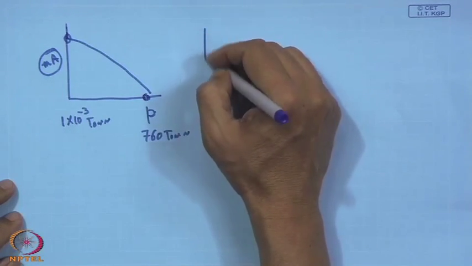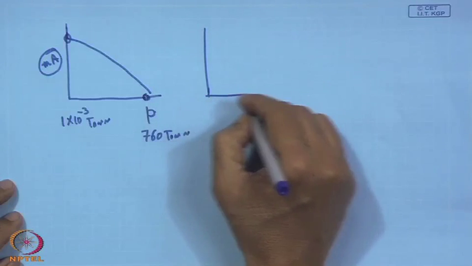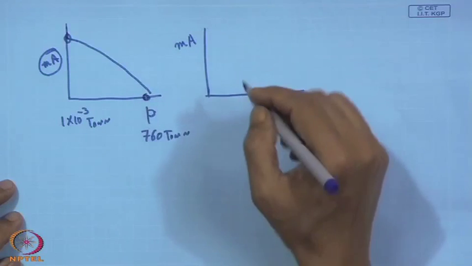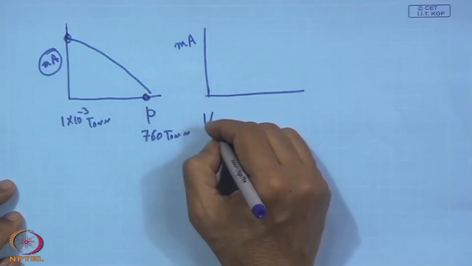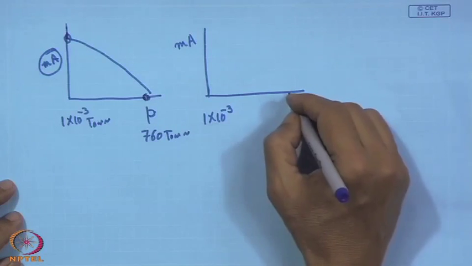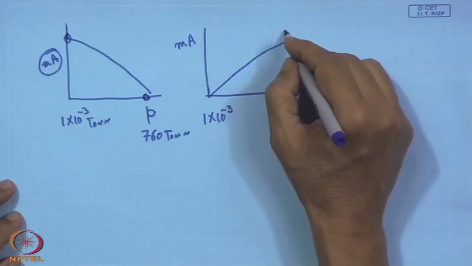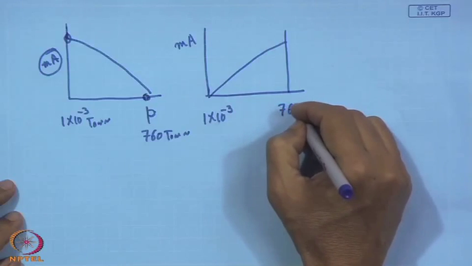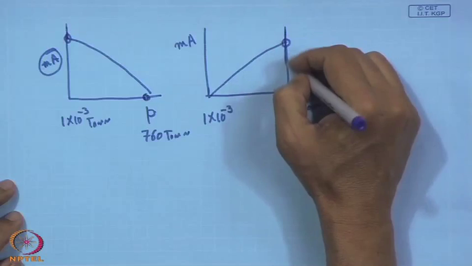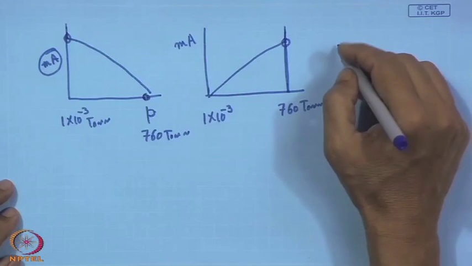Or we can do it the other way, as a second option, with the milliampere reading from this galvanometer. The bridge can be balanced at 1 into 10 to the power minus 3 torr, and it can have a full scale reading here. So, at 760 also we can have the highest possible signal. So, this way also we can see.